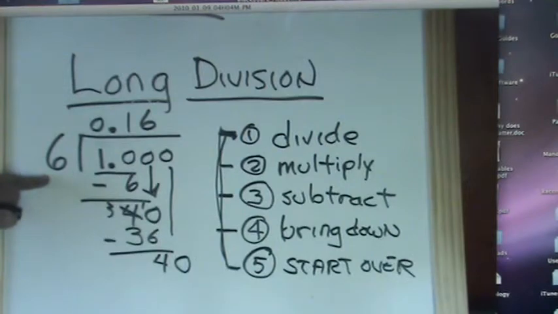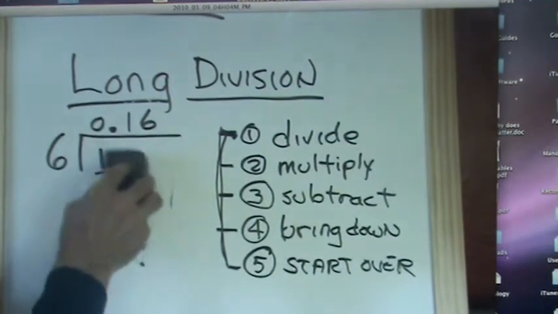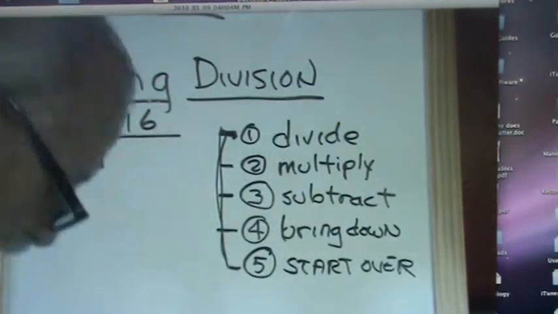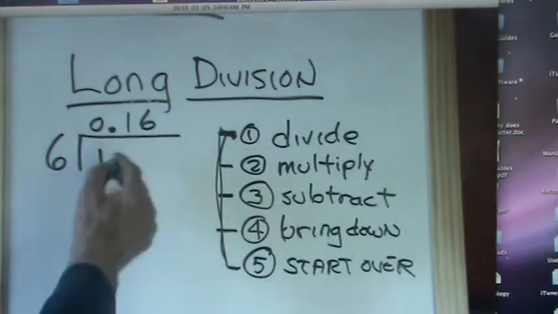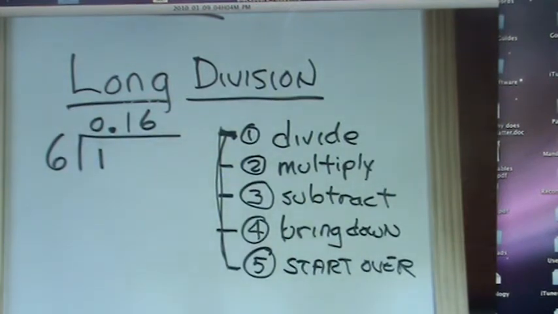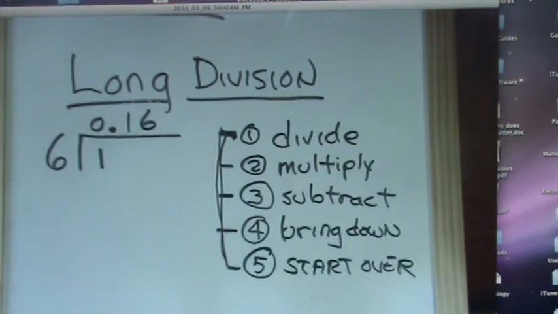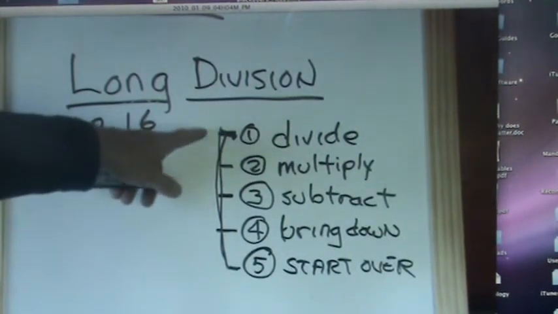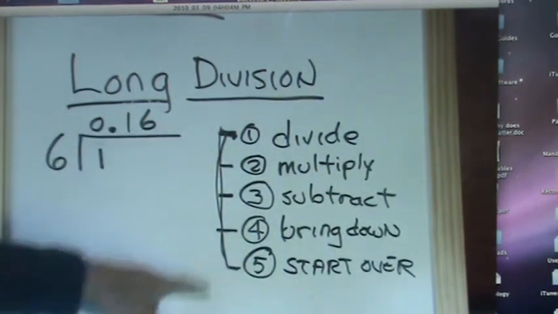So 6 divided into, remember the problem we started out with was 6 divided into 1. Well, 6 divided into 1 is 16 hundredths. That's the answer, 16 hundredths. But whether you're dividing with decimals or just dividing regular numbers, this is the process that you use.